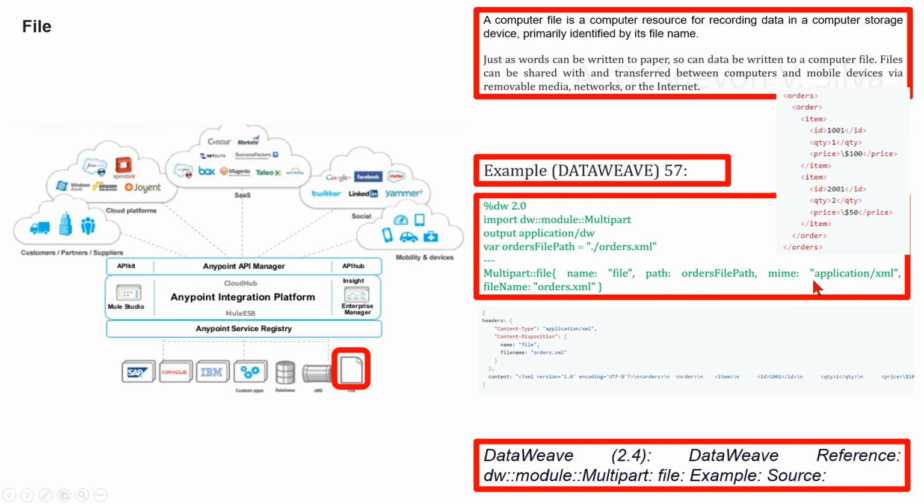The MIME parameter specifies the correct MIME type for the file. In this case, it's application/xml. The file name can be changed to any value. It can be different from the actual input file name.